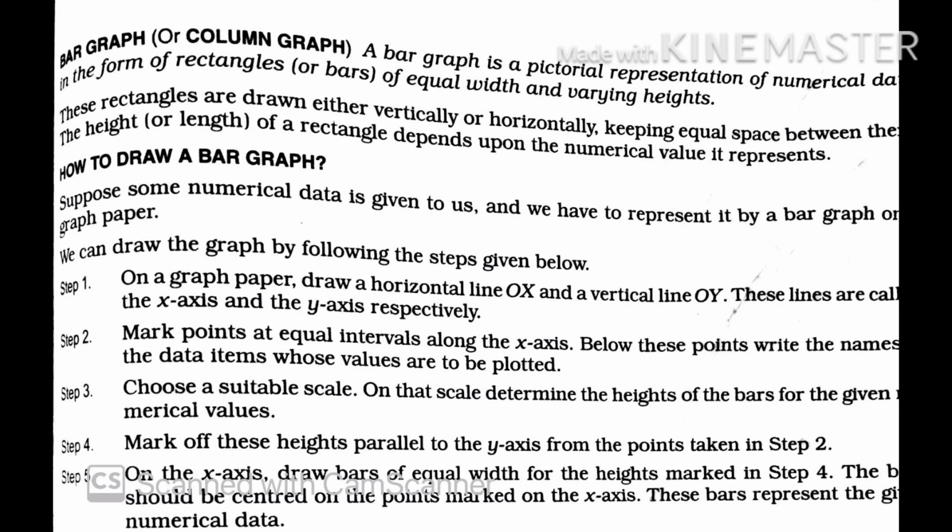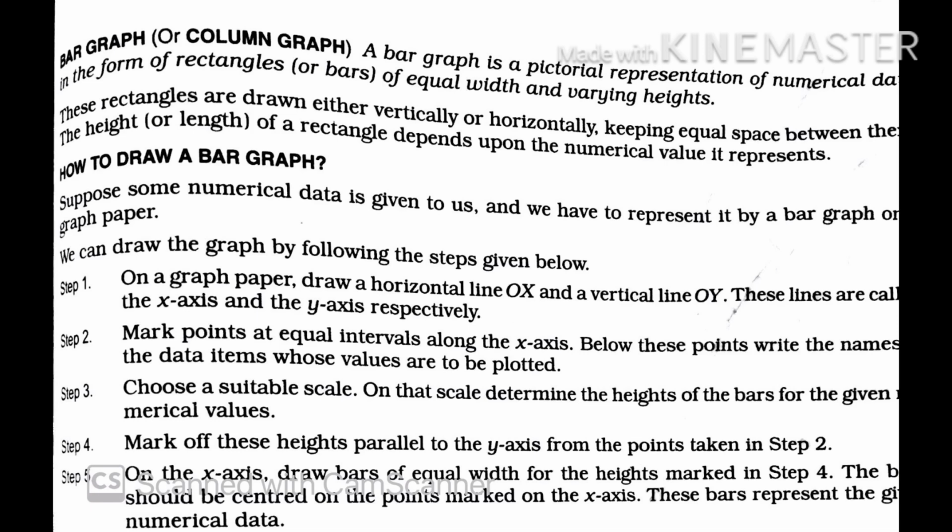Step 2. Mark points at equal intervals along the x-axis. Below these points, write the names of the data items whose values are to be plotted. Clear? Now step number 3, choose a suitable scale. On that scale, determine the heights of the bars for the given numerical values. Step number 4, mark off these heights parallel to the y-axis from the points taken in step 2.